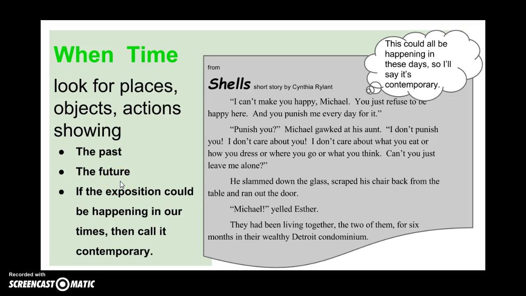But if I can't find something that shows me that it for sure happened in the past or that it for sure happened in the future, then I'm just going to say that could be happening now in our times, and I'm going to call it contemporary. As I read through this, I really don't see anything here that couldn't happen now. All of this could happen in our times. So I think to myself, this could be all happening in these days, so I'll say it's contemporary.